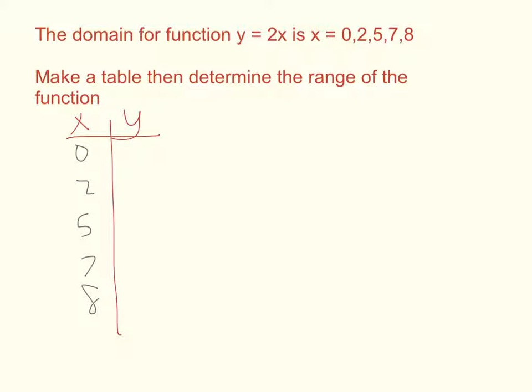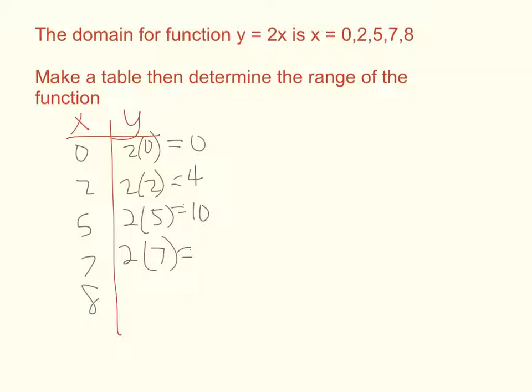And now I'm going to put each one of those inputs into this rule. I'm going to do, in the y column, 2 times 0, which is equal to 0. I'm going to do 2 times 2, which is equal to 4. I'm going to do 2 times 5, which is 10, and so on and so forth until I finish using each one of these inputs. And there we go. I've completed my table. That's my representation, another representation of this function.